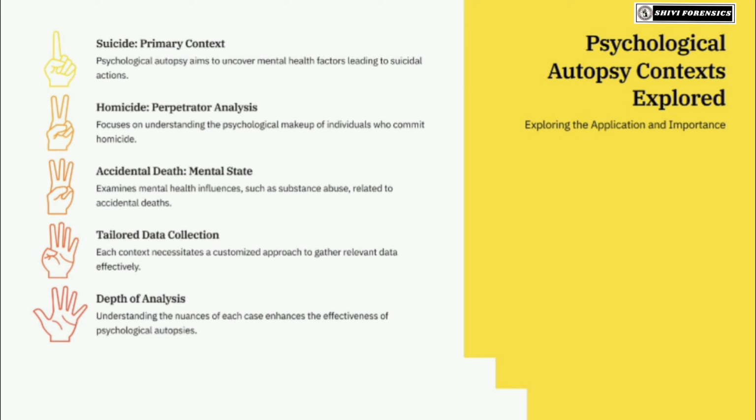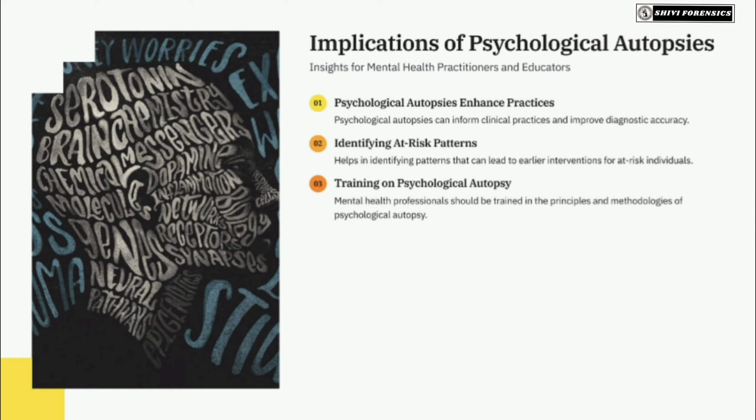And accidental death, yes, like unconditional health, continuous abuse, then overdose of drugs, and violence are there, and then collecting the data and analyzing it in depth. Now, what are the implications of psychological autopsies? In these points, it is about taking the help of professionals.